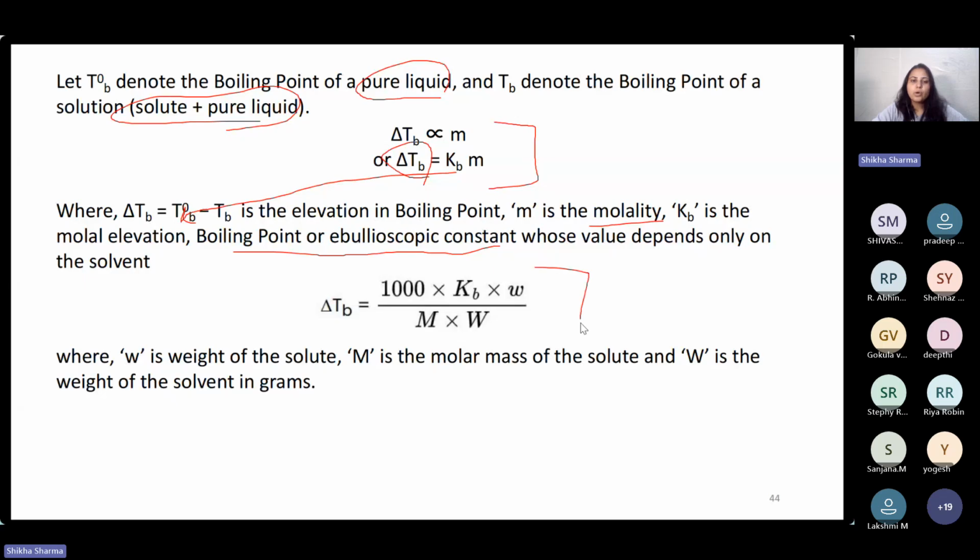And also there is this formula to solve numericals. Here del TB is equal to 1000 into Kb into W, where W is the weight of the solute, divided by M, the molar mass of the solute, into W, the weight of the solvent in grams. So we can calculate del TB.